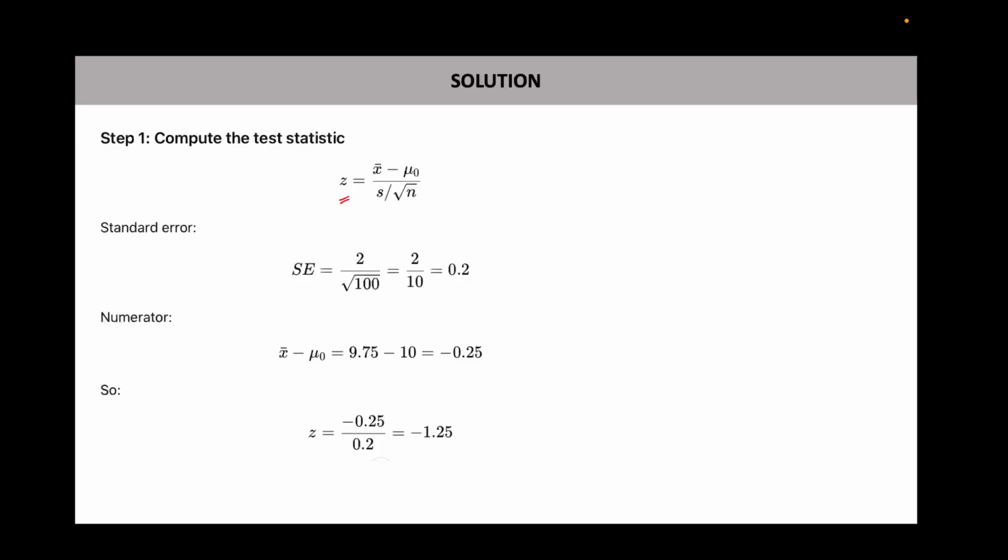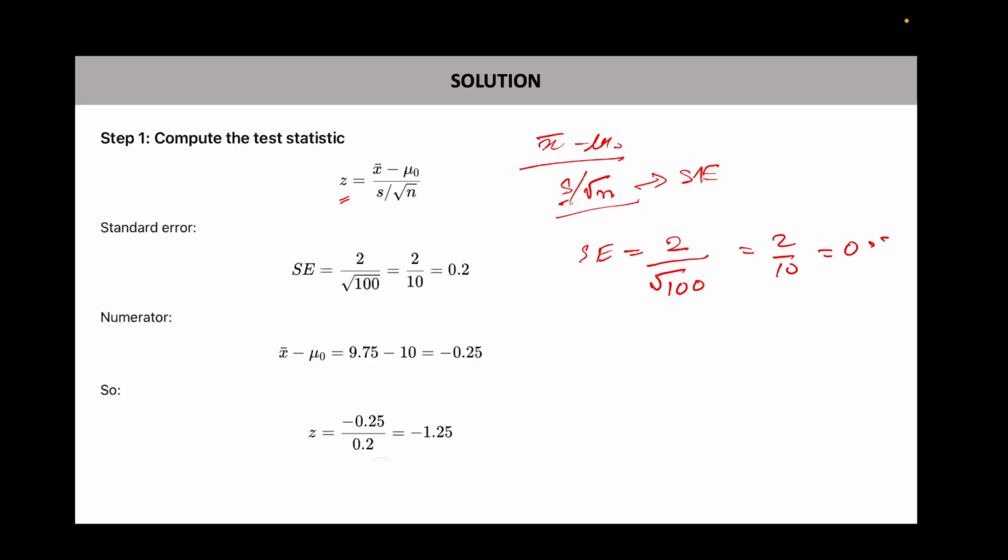Now we need to compute the Z statistic, which is x bar minus mu naught upon s by square root of n. The denominator is your standard error. So the standard error will be, s value was 2, n is 100, so 2 by 10, which equals 0.2 is the standard error.